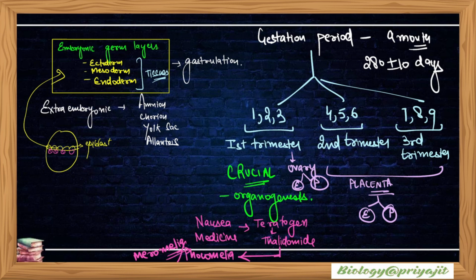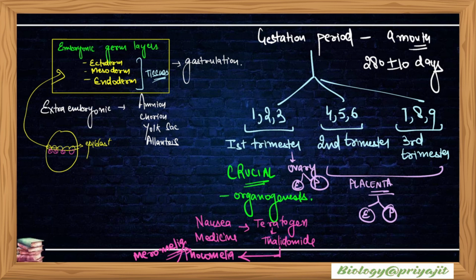The first 1 to 3 months are the first trimester, the fourth, fifth, and 6th months are the second trimester, and the 7th, 8th, and 9th months are the third trimester. The crucial organogenesis process is when nausea occurs; teratogens, such as thalidomide and other medicines, are a concern.